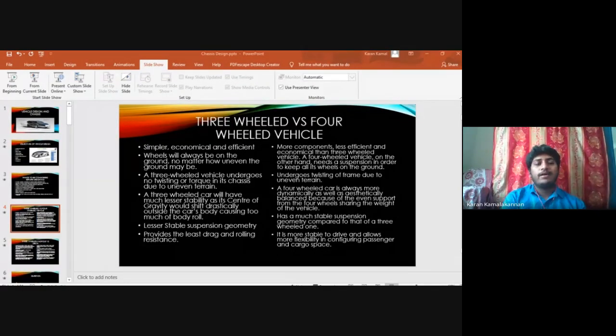So next point, the tadpole design has better dynamic stability because we have two wheels in the front, so we can control the vehicle more easily compared to the delta design. And next, the drivetrain is very simple in delta.